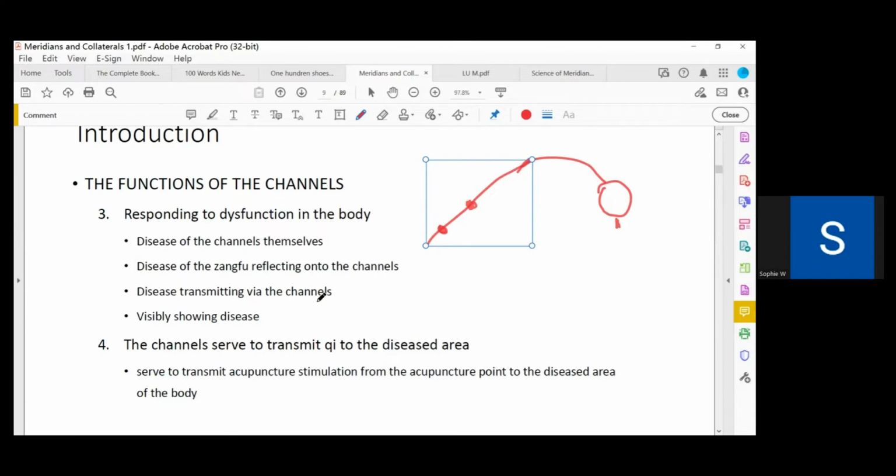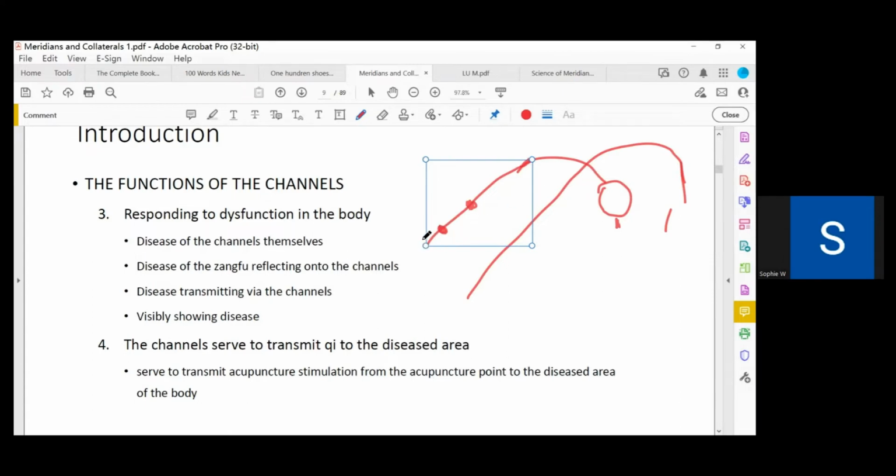Or disease transmitting via the channels. This one means, because it's not just one channel, right? There are several, 12 of them. And in some way, they will connect with each other. For example, through the collaterals, or maybe they connect with the same organs.